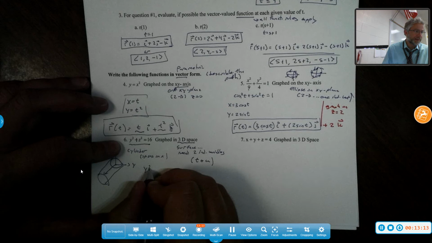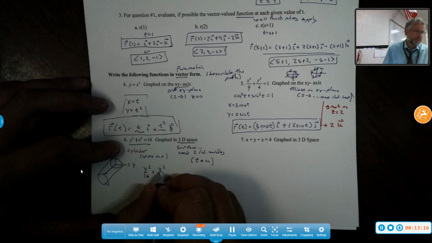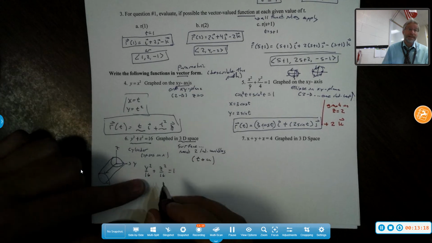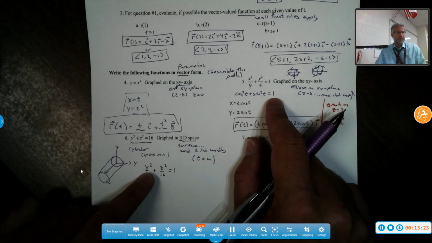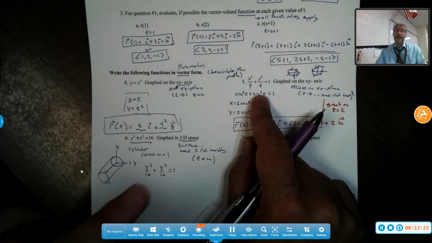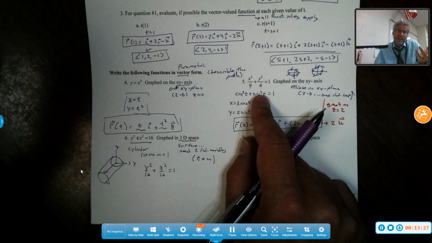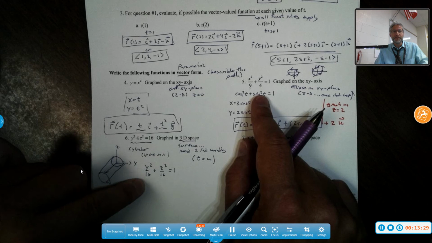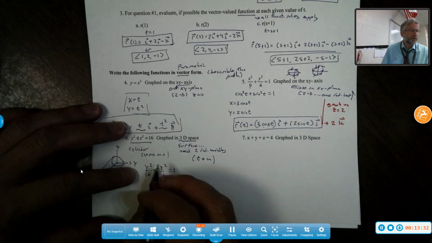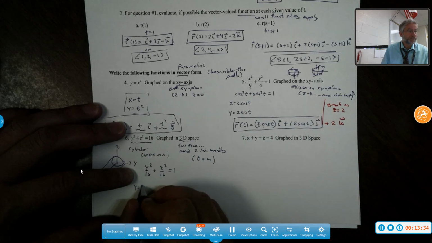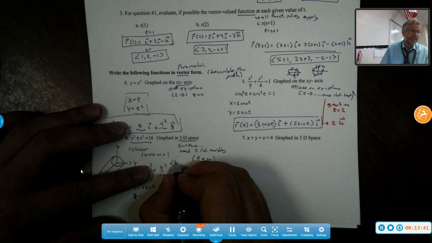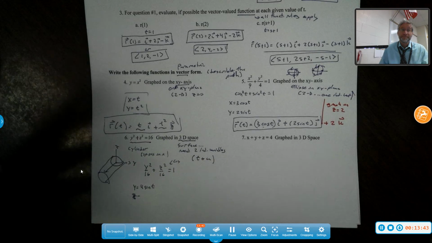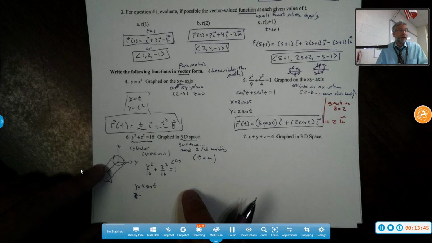So I would get y squared over 16 plus z squared over 16 equals 1. Now, notice, we normally use cosine squared plus sine squared equals 1, with x as cosine and y as sine. But this is where it gets a little more fun for some people. I'm still going to let y be my sine. So I'm going to say y equals 4 sine t. But for my z, I'm going to let z be my cosine this time.